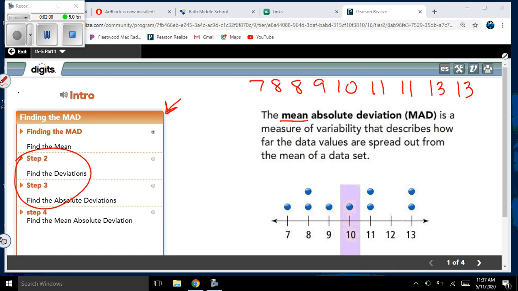So we take a look at that. 7 plus 8 is 15, plus 8 is 23, plus 9 is 32, plus 10 is 42, 42 and 11 is 53, 53 and 11 is 64, 64 and 13 is 77, 77 and 13 is 90. So my sum here is going to be 90, and then I'm going to divide it by the number of data points that I have: 1, 2, 3, 4, 5, 6, 7, 8, 9. So 90 divided by 9, the mean is going to be 10.